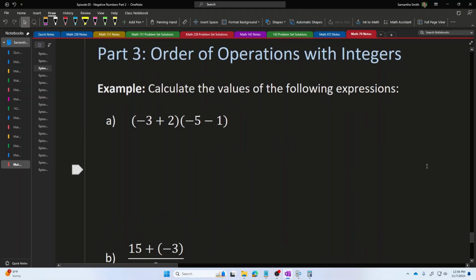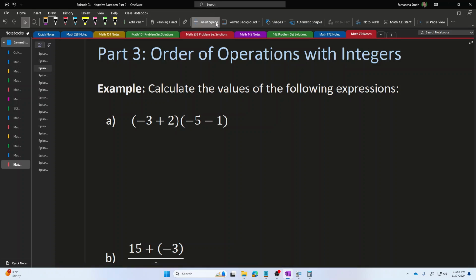In the final part of episode 3, let's get some practice using the order of operations when integers are involved. So for example, someone asks me to calculate the value of parentheses negative 3 plus 2 times parentheses negative 5 minus 1.